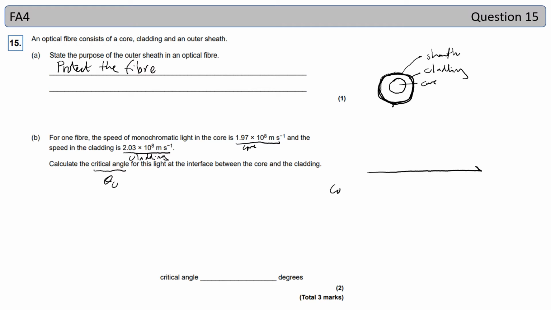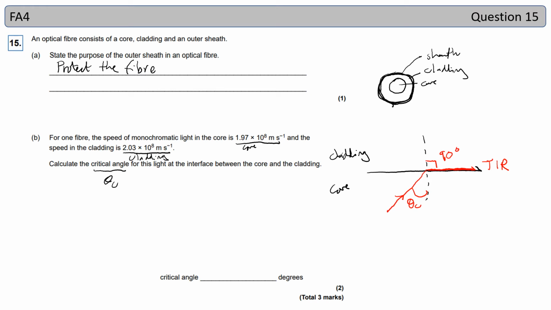So here's my core, here's my cladding, here's my normal. We want to be calculating theta c, the critical angle, that the incoming ray makes with the normal at the point at which it gets totally internally reflected, or that is where the angle of refraction is 90 degrees.